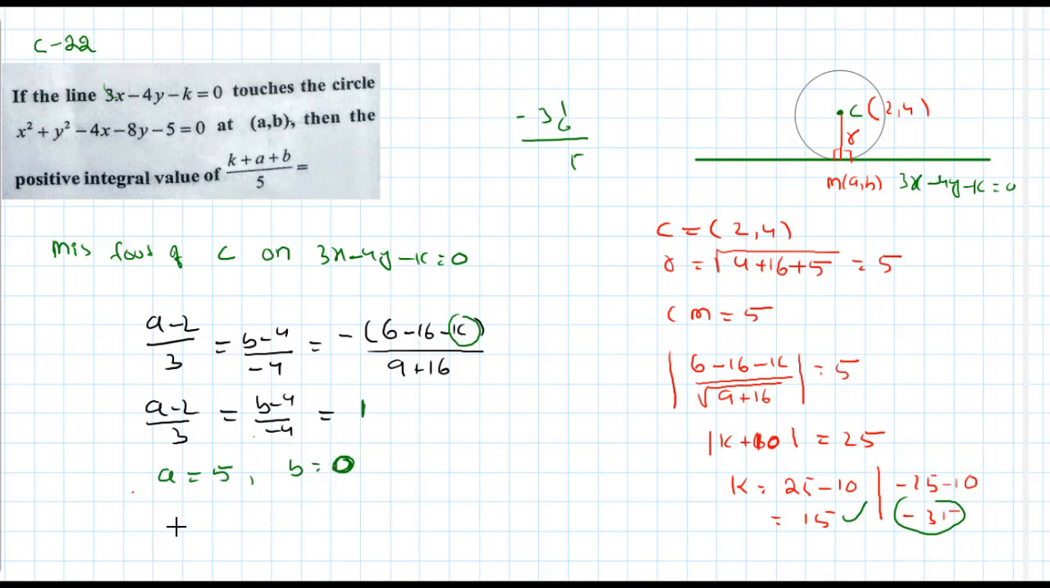So what do we want? We want the value of (k plus a plus b) by 5. So k means 15, a means 5, b means 0, by 5. 20 by 5 is 4. So I can say that the answer for this problem is 4.